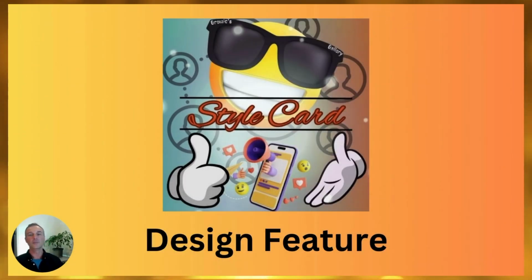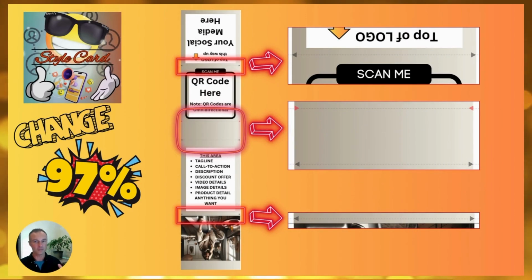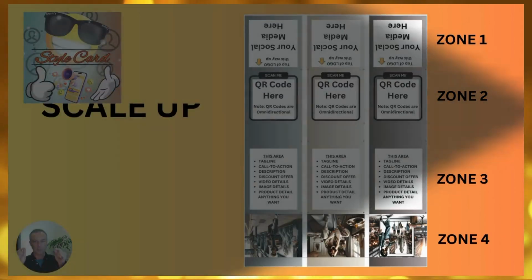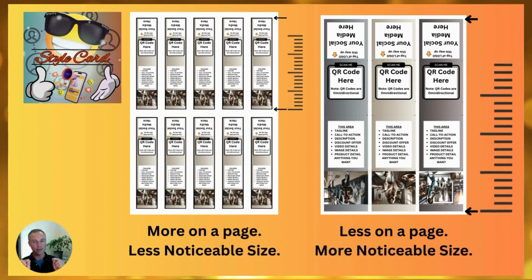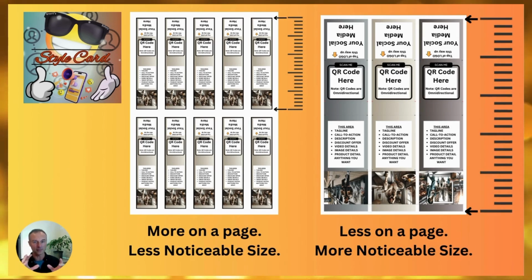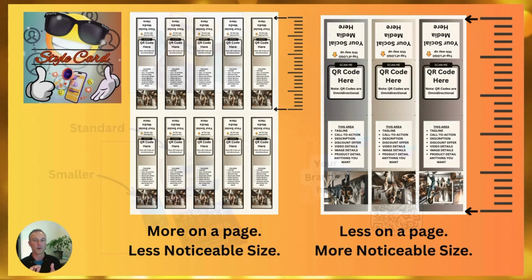Okay, so the inbuilt design feature on the style card I wanted to talk about was the placement of the arrowheads. You can change 97% of the style card in any way you want to, even move the zones around, but the placement of the arrowheads is what allows us to scale down the size or scale up the size. As long as you keep those arrowheads in the correct place and make a smaller design, you'll still get the fold lines occurring in exactly the right spot.